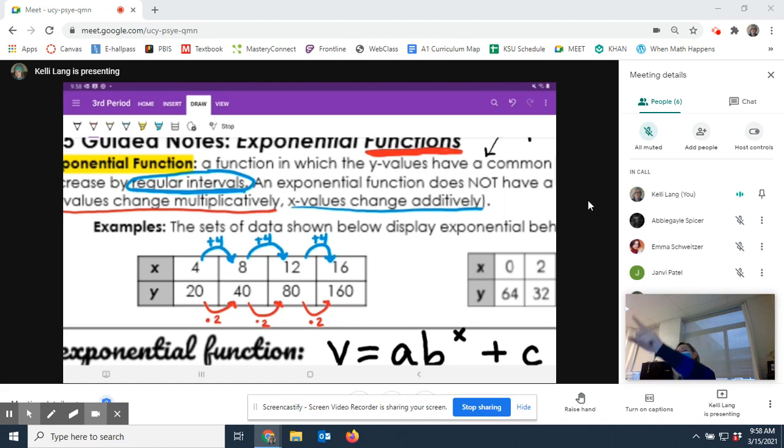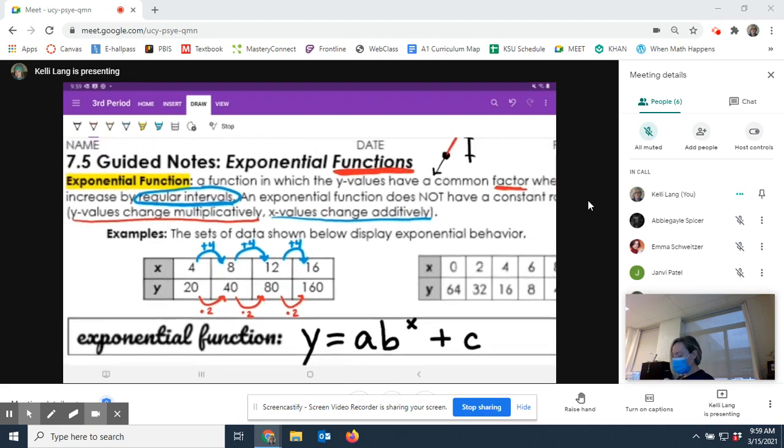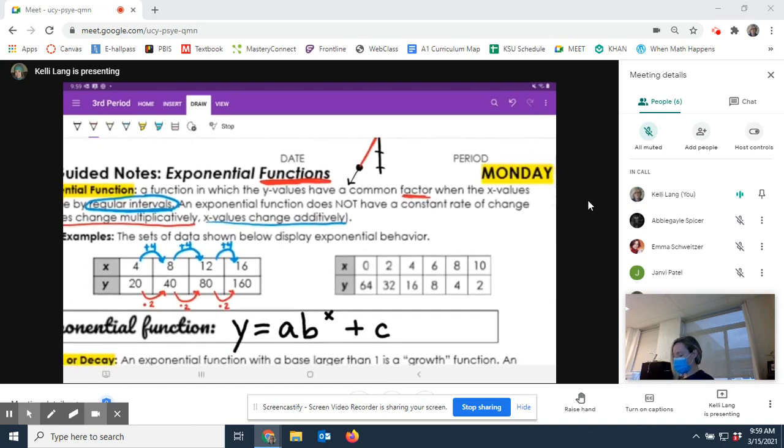Notice how big our numbers are getting. It's not going 20, 40, 60, 80. We've doubled that. It's going 20, 40, 80, 160. So they're getting bigger faster. That's what multiplication does as opposed to addition. It will make it bigger faster. Exponential functions will have this type of pattern.